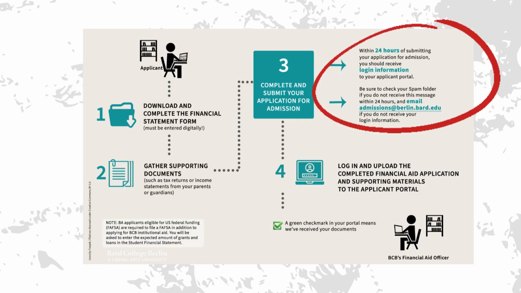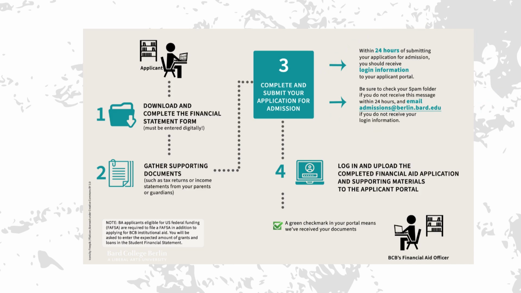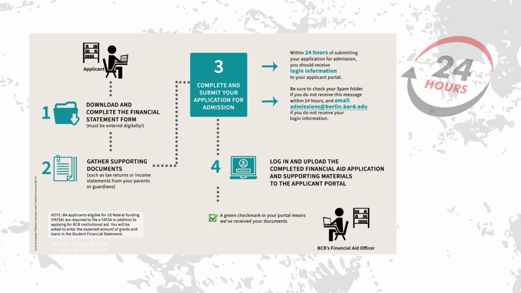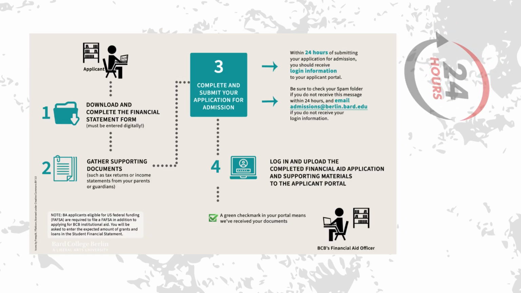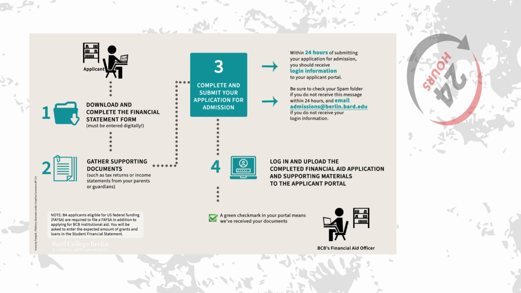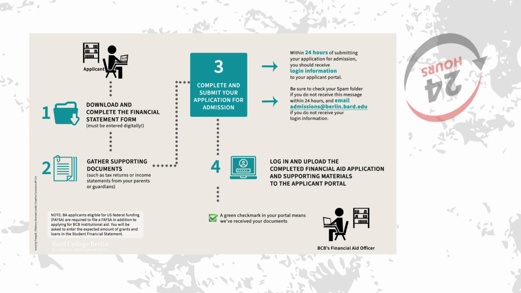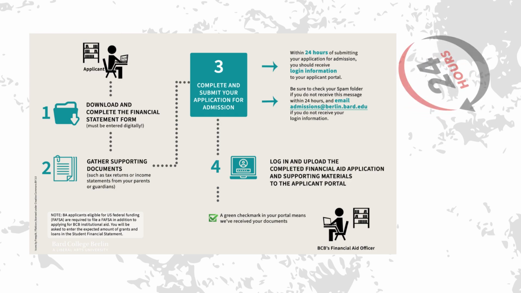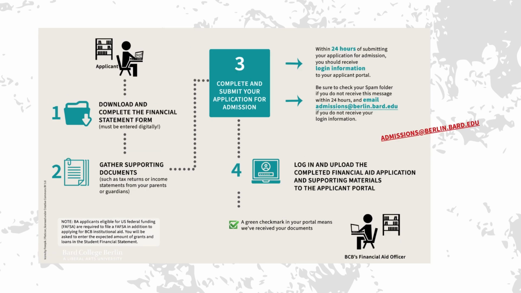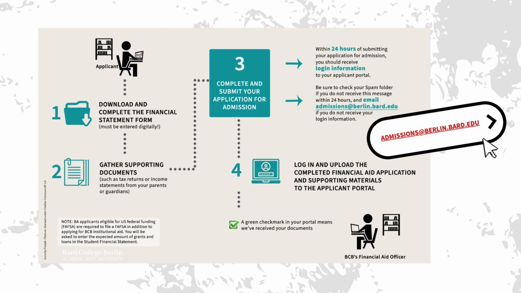Once you've submitted your application for admission, you should receive your applicant portal login information within 24 hours if you're applying through the Common Application. If you're applying through our own application form, you just use the same credentials as you did to log into your application form for your applicant portal. If you do not receive your login information after 24 hours, please send an email to admissions@berlin.bard.edu so that we can help you.